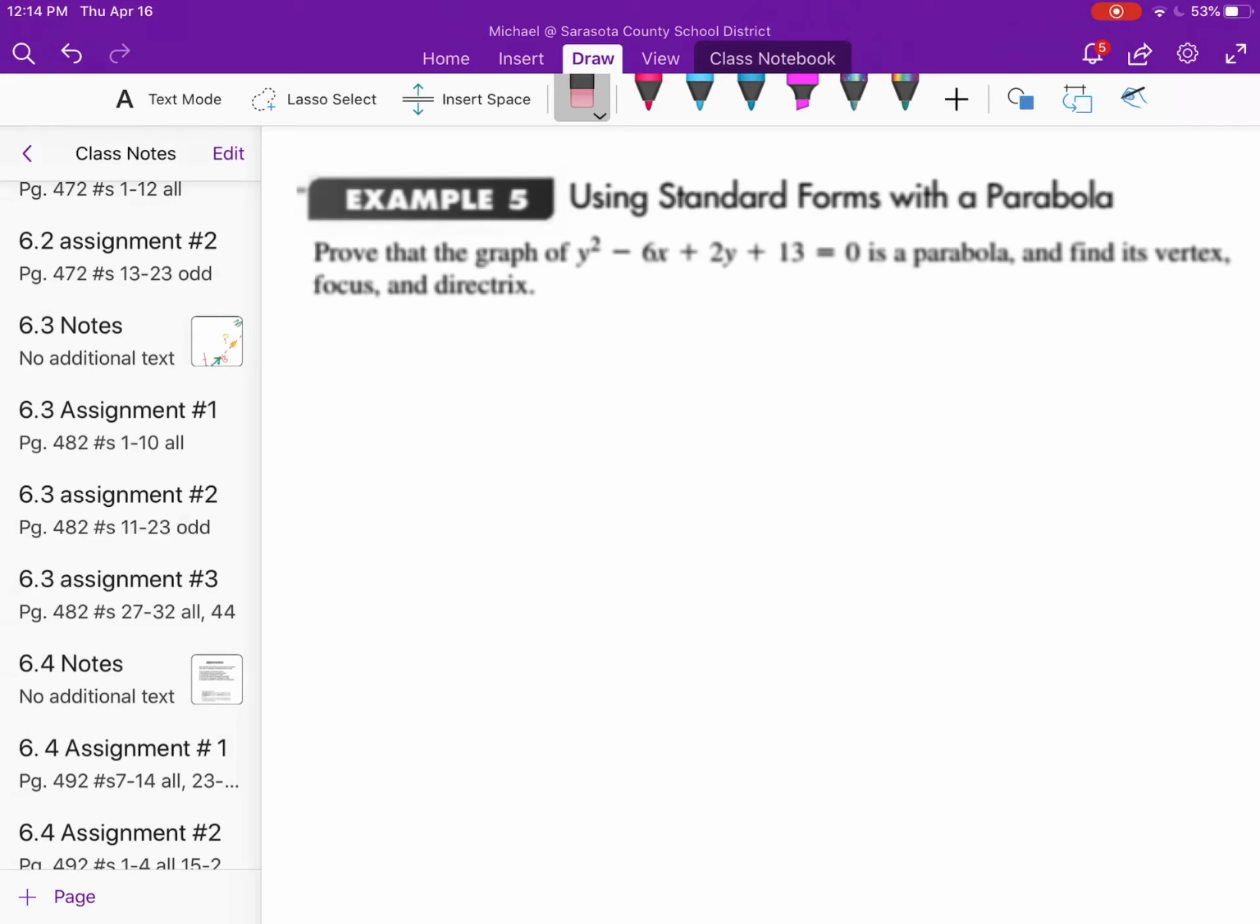In this video, we are going to be diving into how to convert into standard form of a parabola. And we're going to utilize this information to end up then finding things like the vertex, the focus, and the directrix. So let's dive in first and foremost.